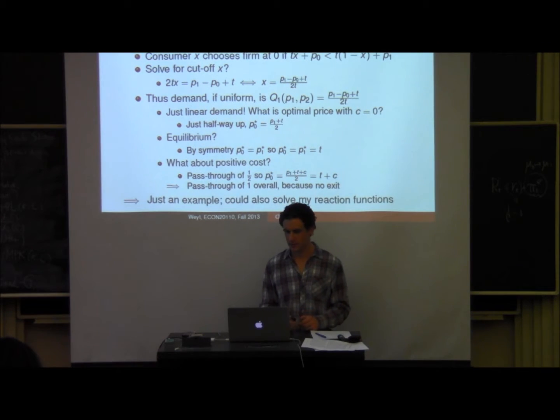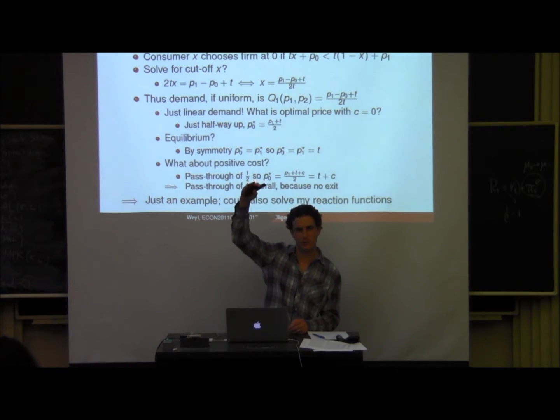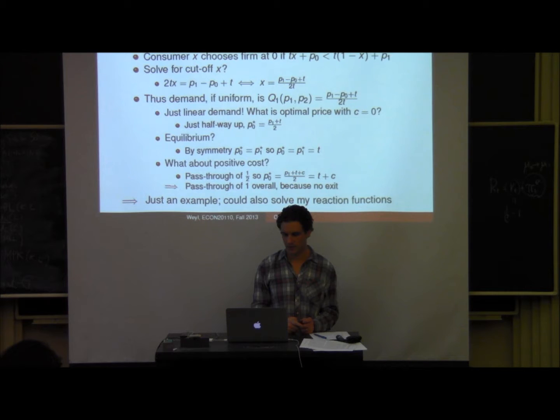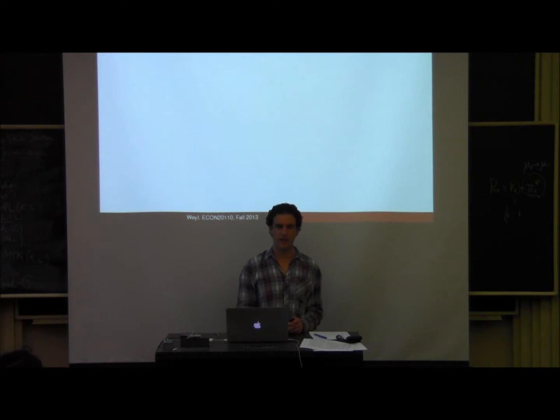Okay. So overall there's a pass-through of 1, and the reason is that no consumers would exit the market. As a result, an increase in cost just gets passed 1 for 1 into price because there's no exiting of consumers out of the market. Now, this is just one example, but in general you could solve this using reaction functions. And the same basic principles that apply to monopoly are going to apply more generally to this differentiated products Nash in prices model.